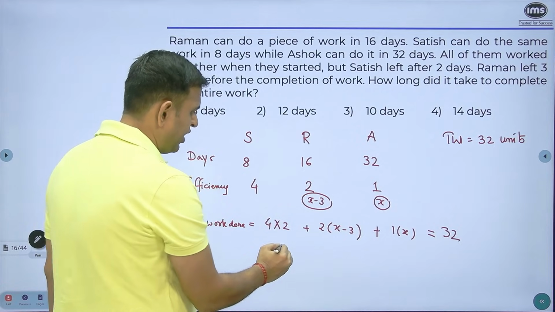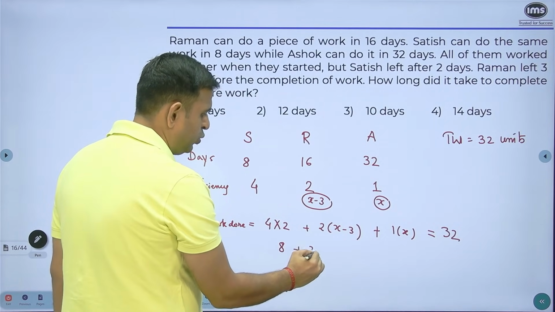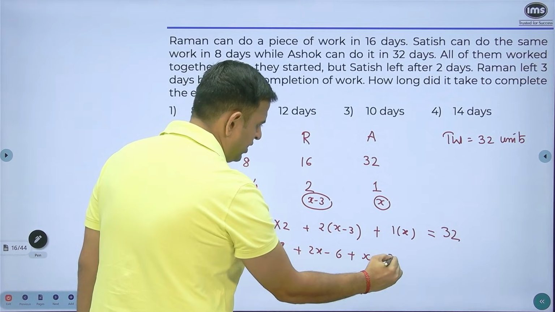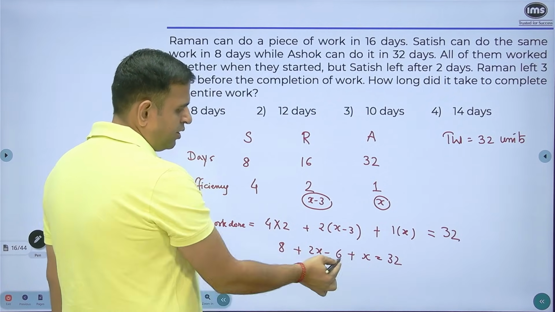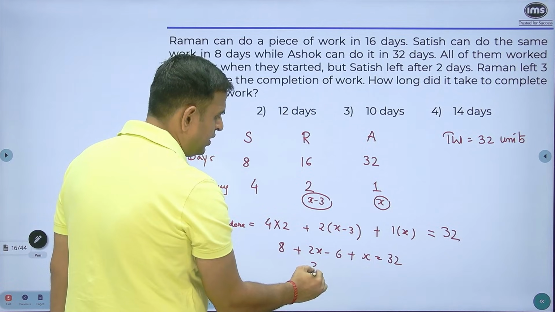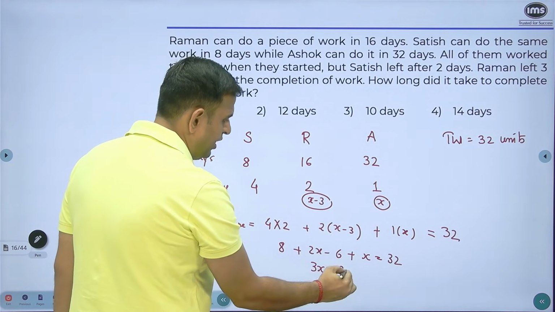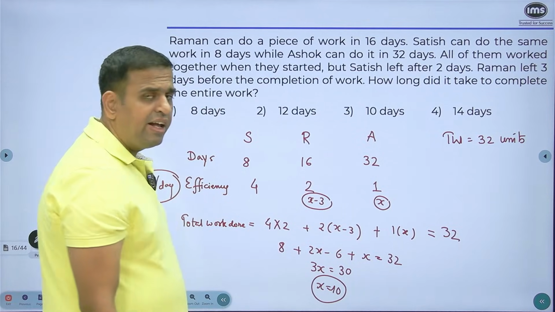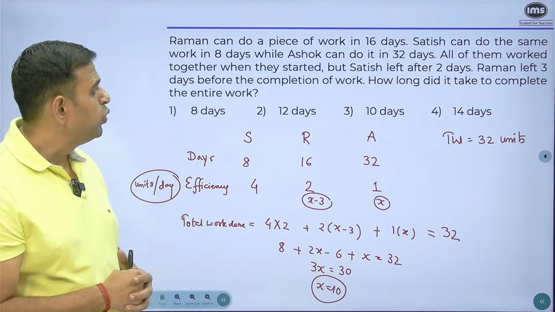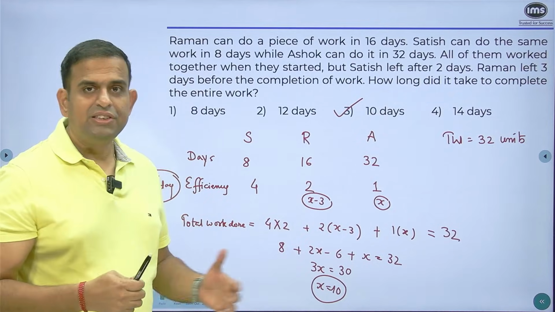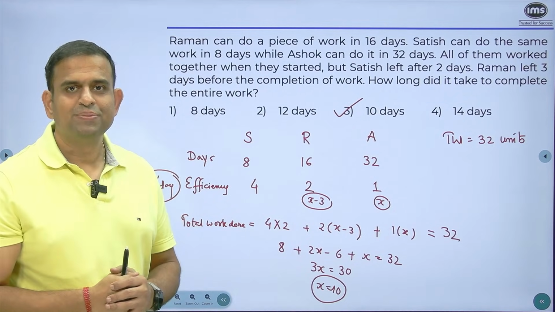Then solve for this, you get 8 plus 2x minus 6 plus x equals 32. This will become plus 2. So you get 3x plus 2 as 32. 3x equals 30. x becomes equal to 10. So it took 10 days for the entire work to be over. Hence, I can choose to mark option number 3 as the answer for this particular question.